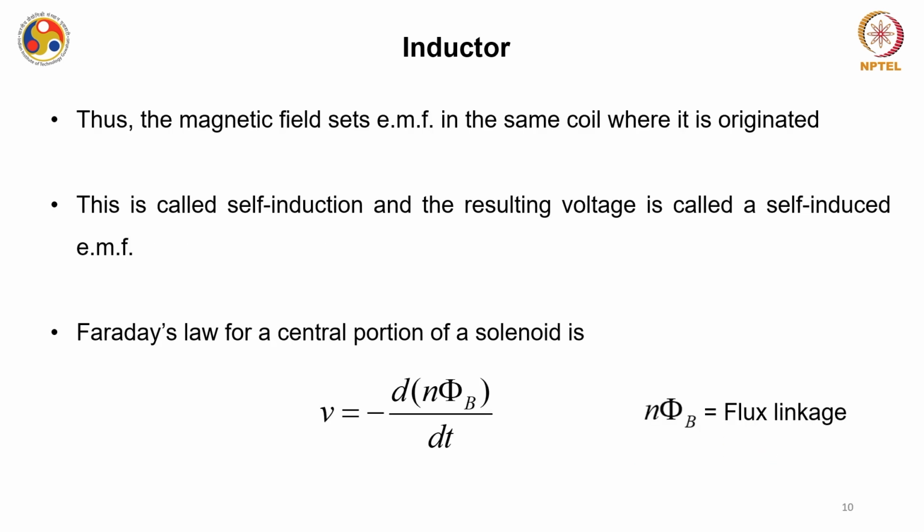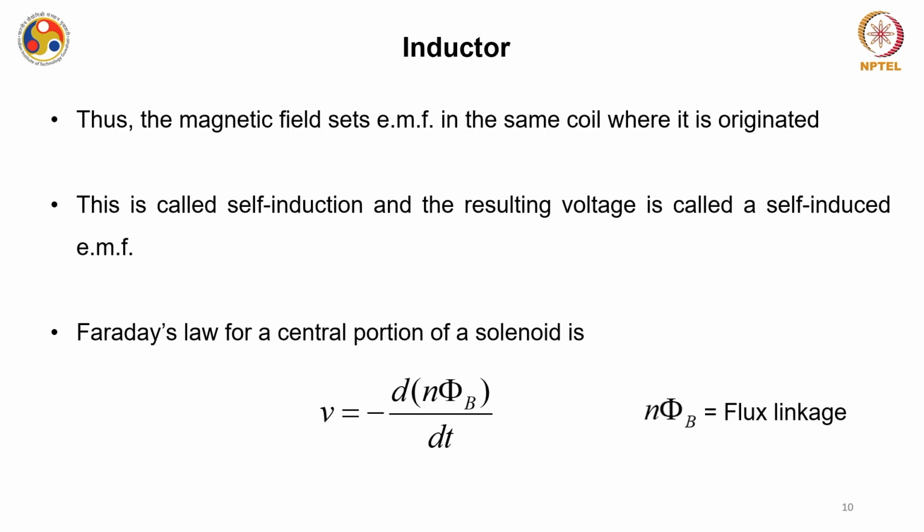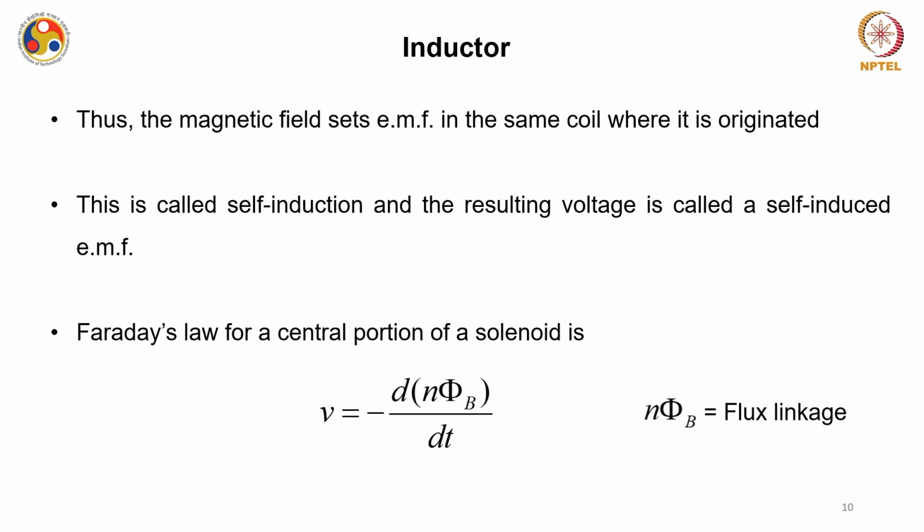And this is the basis of self-inductance. We'll also see mutual inductance, particularly when there is a concept of a second coil. Therefore the magnetic field sets up the EMF in the same coil where the current has originated. So the idea is you have a coil where the current is flowing, you have brought another coil near to it. There will be an EMF generated in coil 2, but at the same time you are also having an EMF generated in the first coil, right? And this process is known as self-induction, and the resulting voltage is called self-induced EMF or self-induced voltage.